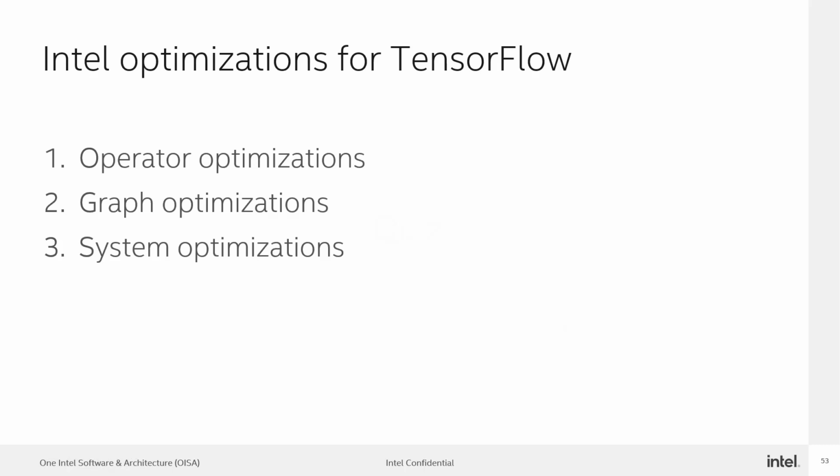Till now, we have seen optimizations using oneDNN under the hood of all these frameworks. Most of the optimizations we'll be talking about here for TensorFlow will be in sync with oneDNN, because oneDNN is the one doing all these optimizations. So we'll start with operator optimization. This one we also saw in oneDNN.